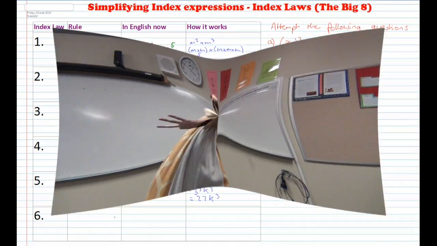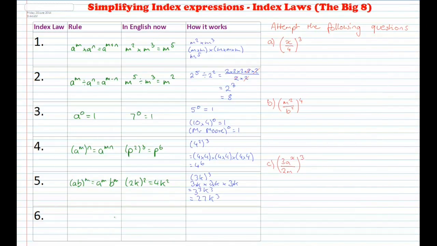And the last one for today, index law number 6. The last index law that we're going to look at today states that if you've got in brackets a over b to the power of m, that is equal to a to the power of m over b to the power of m.